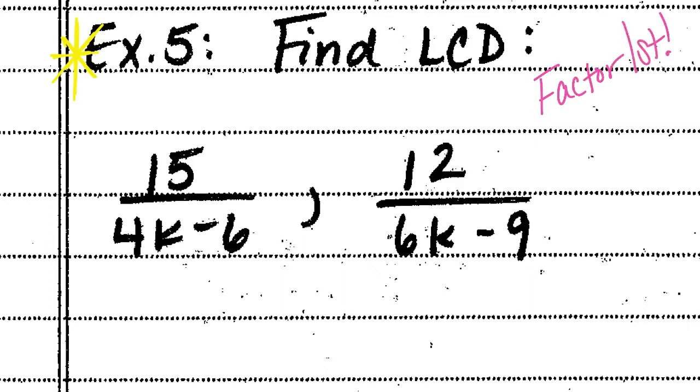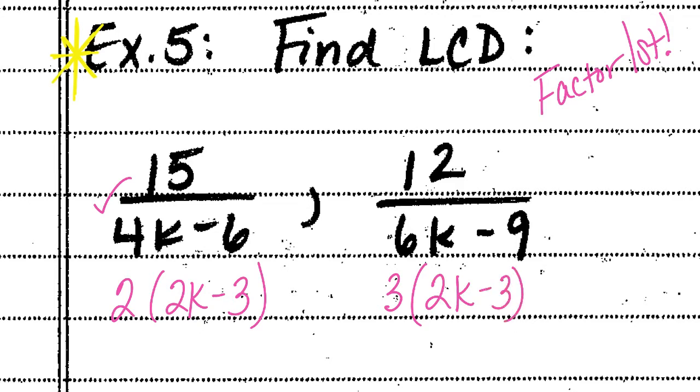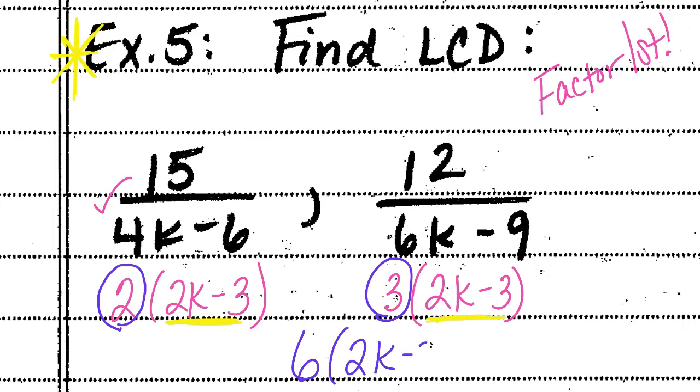So let's go ahead and factor the bottom. On this one on the left, I can take out a 2, and I have 2k minus 3. And on the right, I can take out a 3, and I have 2k minus 3. If I was to take the time to see what's the same, remember, we're only going to use it once. So I know that 2k minus 3 has to be part of it because we're going to use that once. And then everything else we're going to use once as well. So 2 times 3 is 6, and I'm only going to use 2k minus 3.